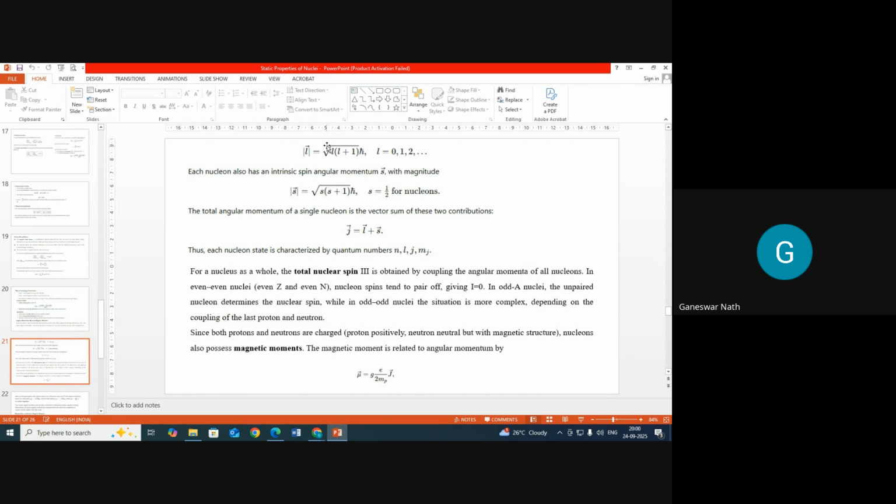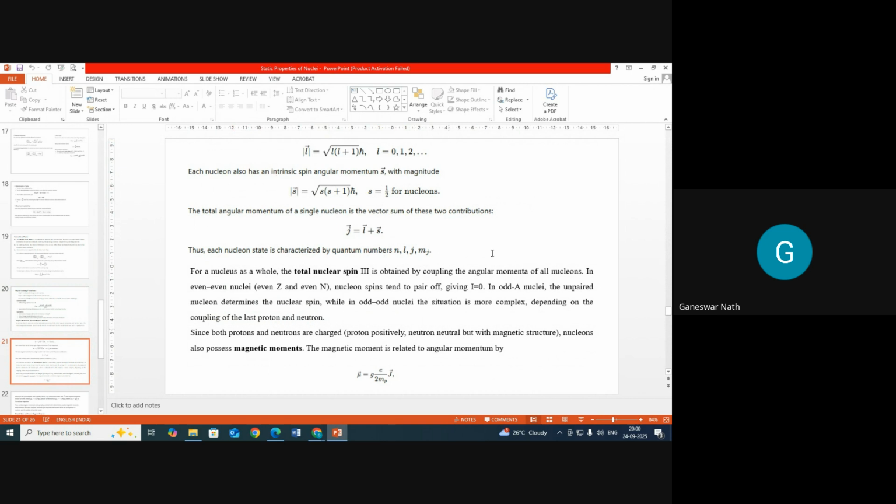S is one half for nucleons. So this is called the spin angular momentum, and the other is called the orbital angular momentum. The total angular momentum is the sum of the spin angular momentum and the orbital angular momentum, given by J equal to L plus S, and each nucleon state is characterized by the quantum numbers n, l, j, and also m_j.